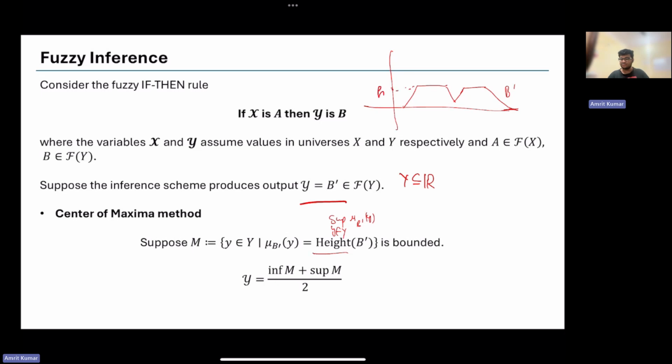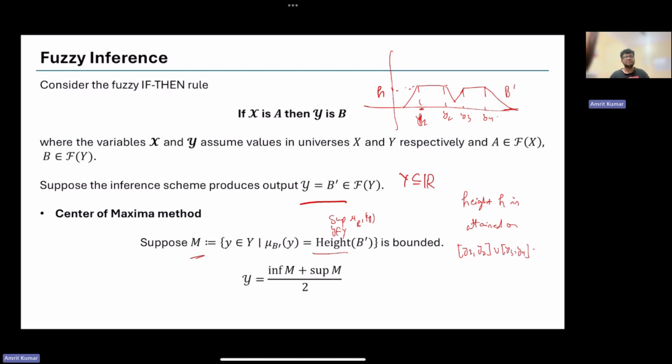Suppose this value is h. So you first compute the height of your output fuzzy set B dash. Then you look at all the members of the universe Y where that height is actually attained. So in this particular case, suppose this is Y1 and this is Y2, this is Y3 and this is Y4. So the height h is attained on the interval y1 comma y2 union y3 comma y4.